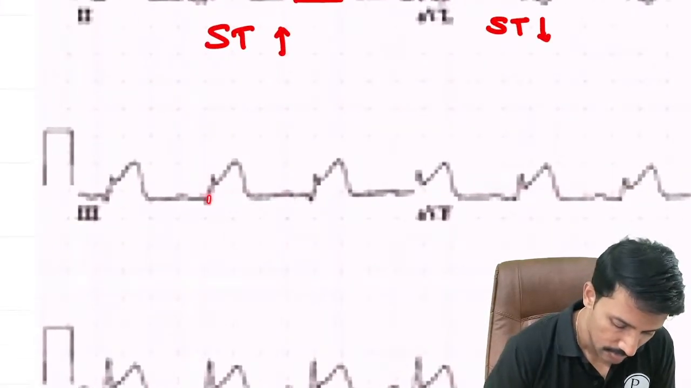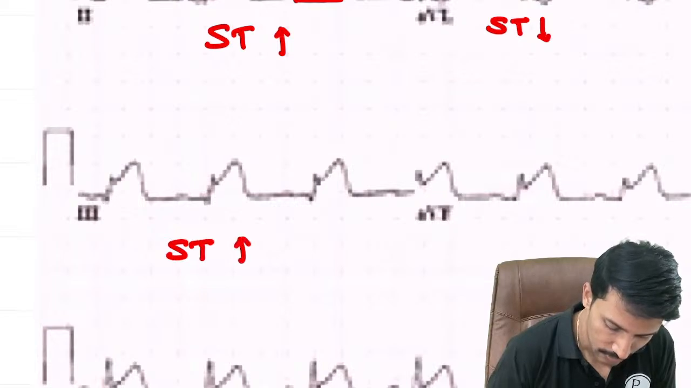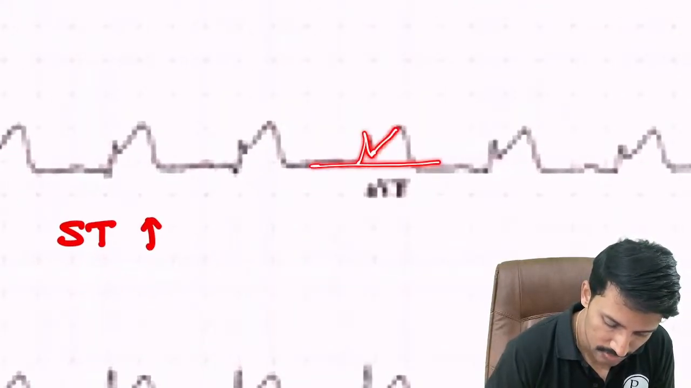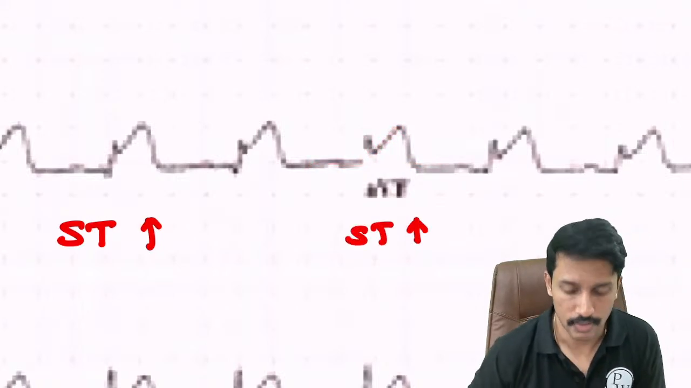Lead 3, R goes up, comes down. This is the end. Then next is the segment. So this is the J point, which is above the PR segment. So lead 3 also shows ST elevation. And the same applies to lead AVF. R goes up. So this is the PR segment. This is the J point. So there is ST elevation in AVF as well.